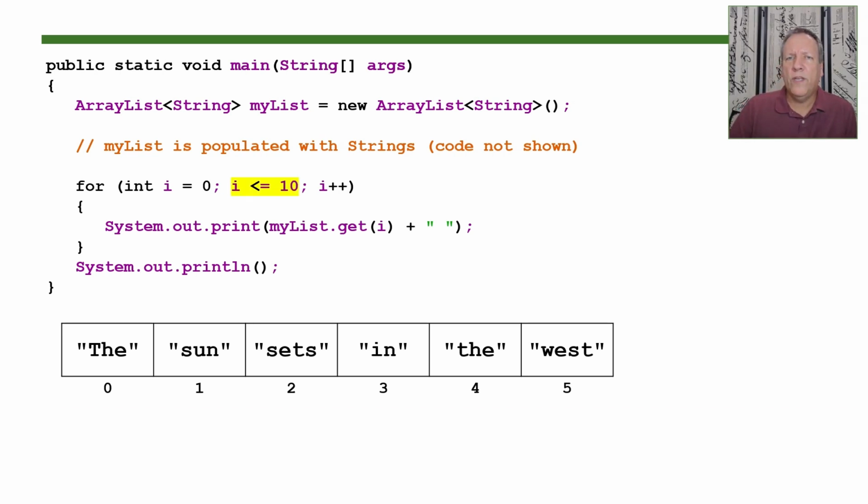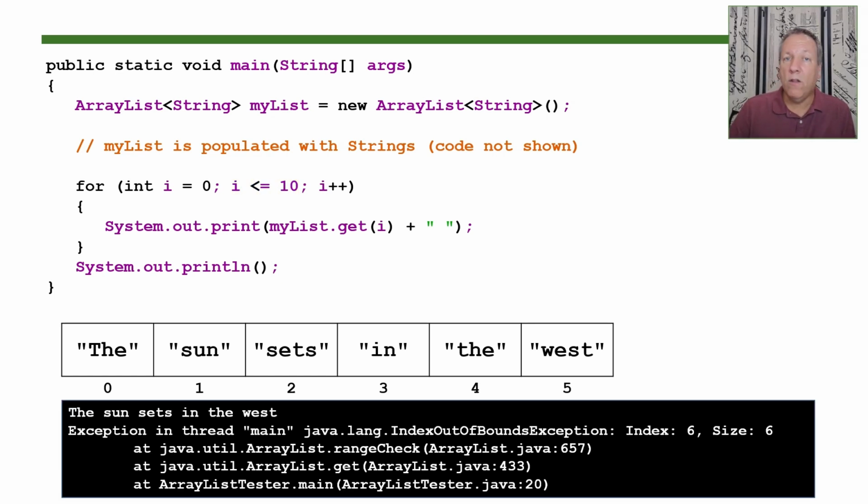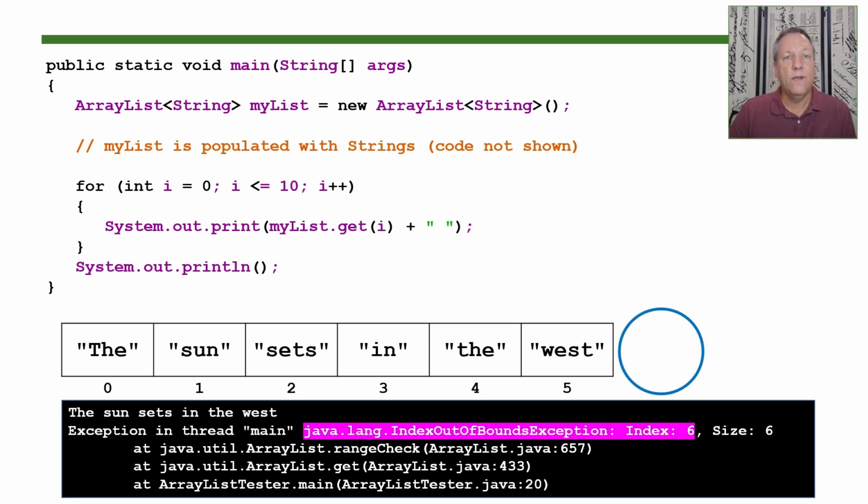What if we change the Boolean condition to say i is less than or equal to 10? Now, there aren't 10 elements in this list, so when we run this, all of the strings print out correctly, but we do get an IndexOutOfBoundsException where the index is 6. Now, this is because there's no location 6 in our ArrayList. Our traversal went out of bounds.